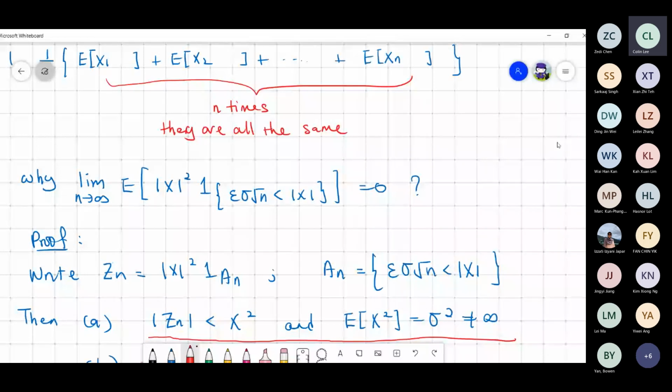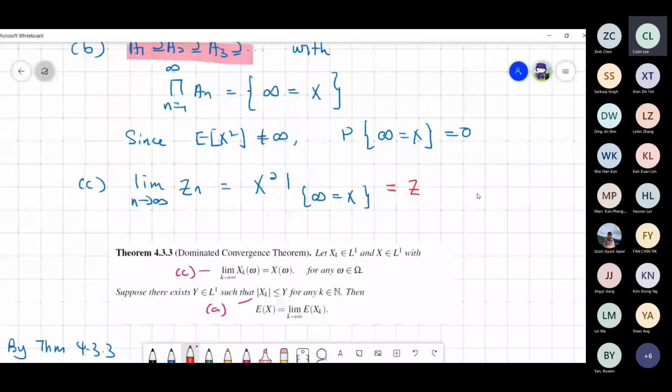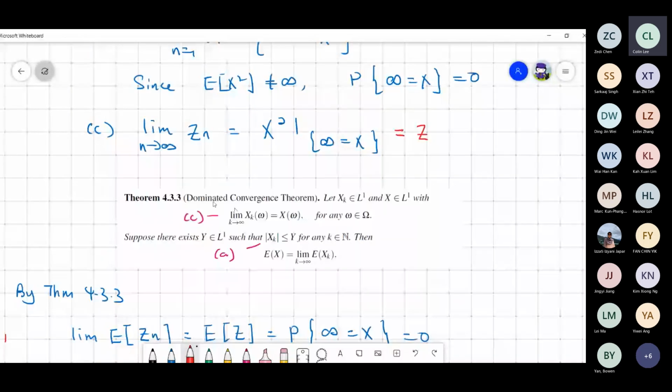For example, before you go to this, you have to make sure it fulfills the hypotheses for the dominated convergence theorem. There is condition C, the limit of x_n is x, and condition B, x_n is dominated by y, where y belongs to L1, which means in this case the mean of y cannot be infinity. So it has to be like this.